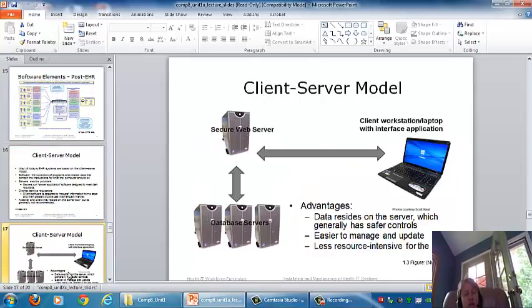Here's an illustration of a client-server model. Using client-server architecture enables the roles and responsibilities of a computing system to be distributed throughout the network using several independent computers. All data is stored on the servers, which generally have far greater security controls than most clients. The data is stored centrally, making it easier to manage and update.